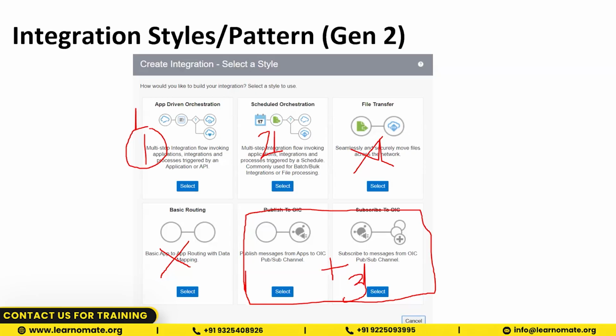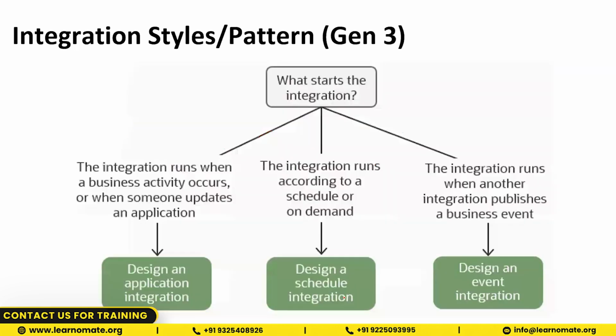Now we saw that we have 3 patterns, but what are these 3 patterns? First is application driven. It means suppose I go and initiate some process, so a human or somebody will start that process. That is application driven. Second is schedule. It means there is no human dependency; we can just define our frequency and our time.